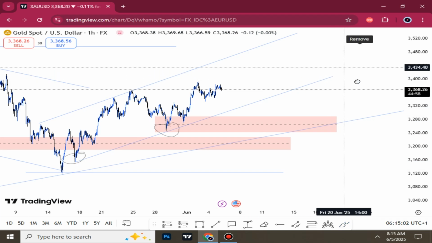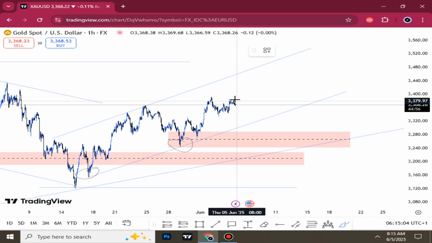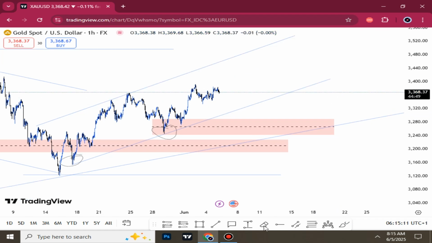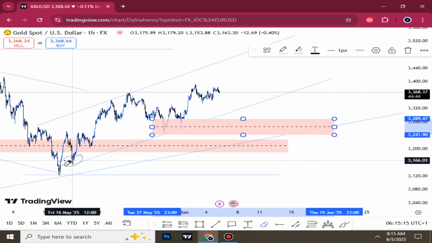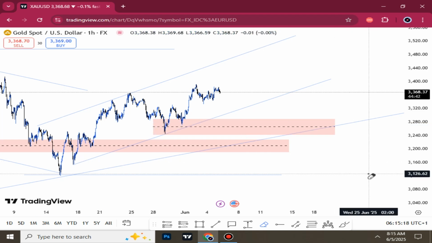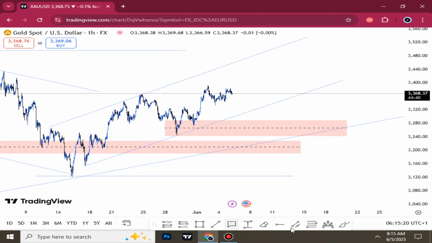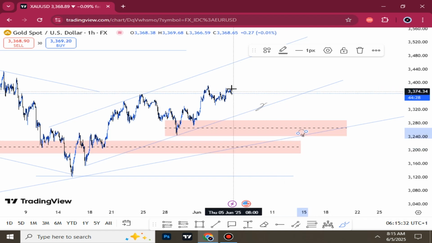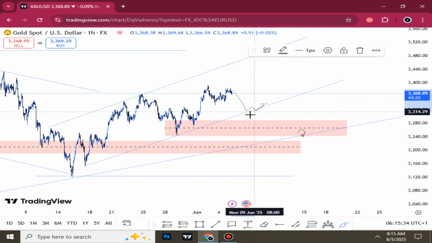If it respects something like this right there, then it goes all the way up, right? So key levels that I should be looking out for, let's just remove this one right here. My key levels to watch out for are this trend line right here and this touch right here. Now what do I mean? I want to see what gold wants to do once it drops and touches this trend line right here.